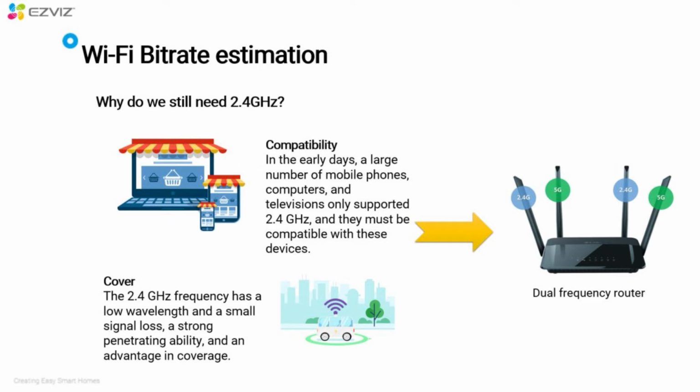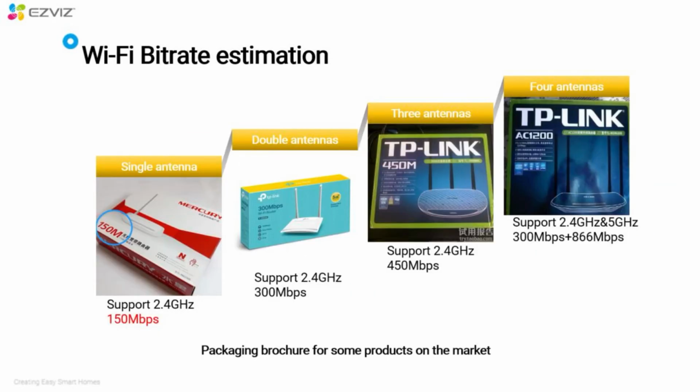And the other reason is about the coverage. As we mentioned before, the 2.4 GHz coverage is better than the 5 GHz because of the longer wavelength and small signal loss, a strong penetrating ability. So that's why most of the EZVIZ cameras still support only 2.4 GHz, which is based on the advantage of the 2.4 GHz.